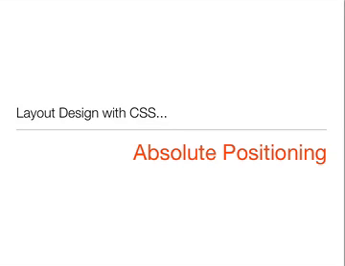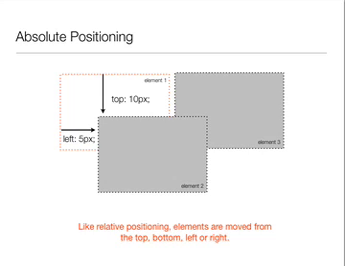This topic is Layout Design with CSS, Understanding Absolute Positioning. Absolute positioning is a way to position elements using CSS. Like relative positioning, absolute positioning allows elements to move from top, bottom, left, or right.